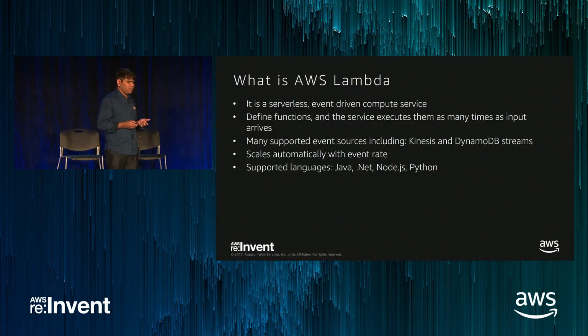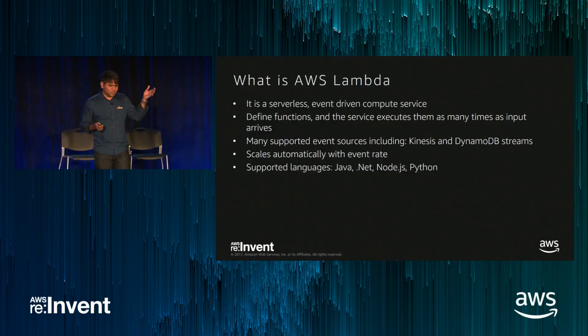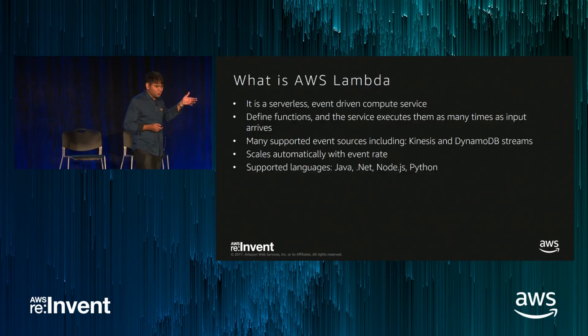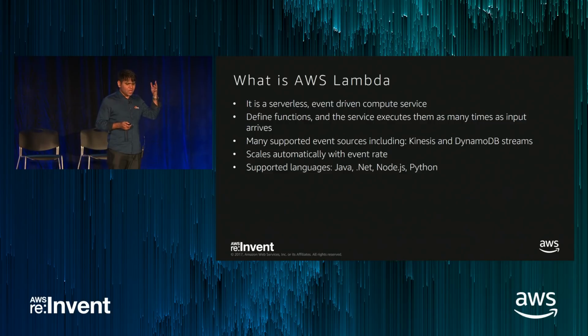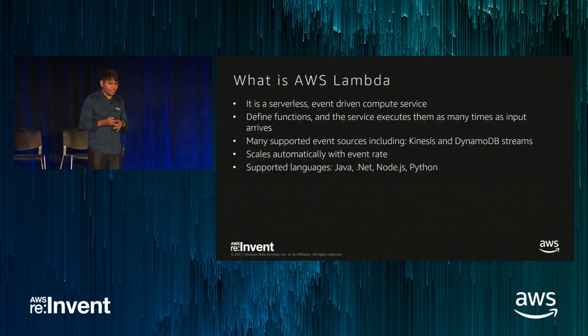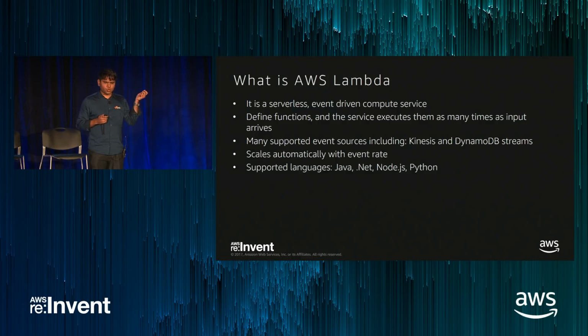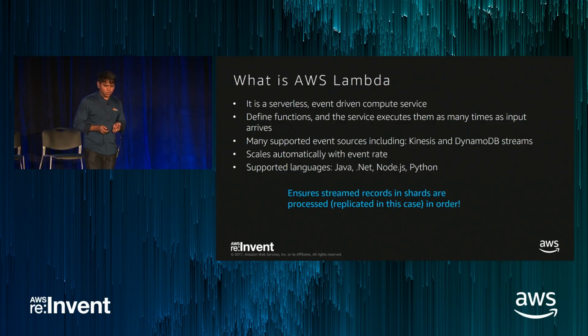So why do we use Lambda? Because it is just so easy. You just define a Lambda function and you hook it into a stream. You can write it in so many different languages like Java, .NET, Node.js, Python, whatever you like. And the execution happens for as many records as arrive in the stream. And it is all managed by AWS. All you have to do is define your logic to handle that stream record, whether you want to post it to another region or do something else like write it into Elasticsearch and all that. So Lambda is pretty cool.